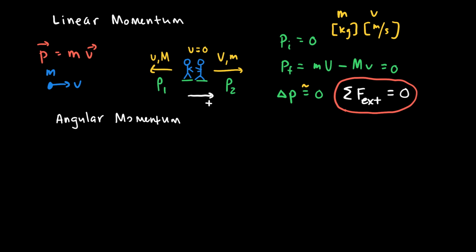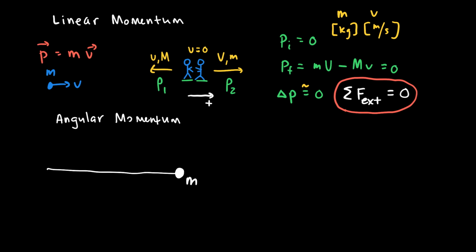Now we're going to define a new quantity, angular momentum, that's very similar to linear momentum. And we're going to start by talking about how an object could have an angular momentum. So we're going to imagine there's a rod here that's like a massless rod. And on the end of that rod, there's a particle with mass m.